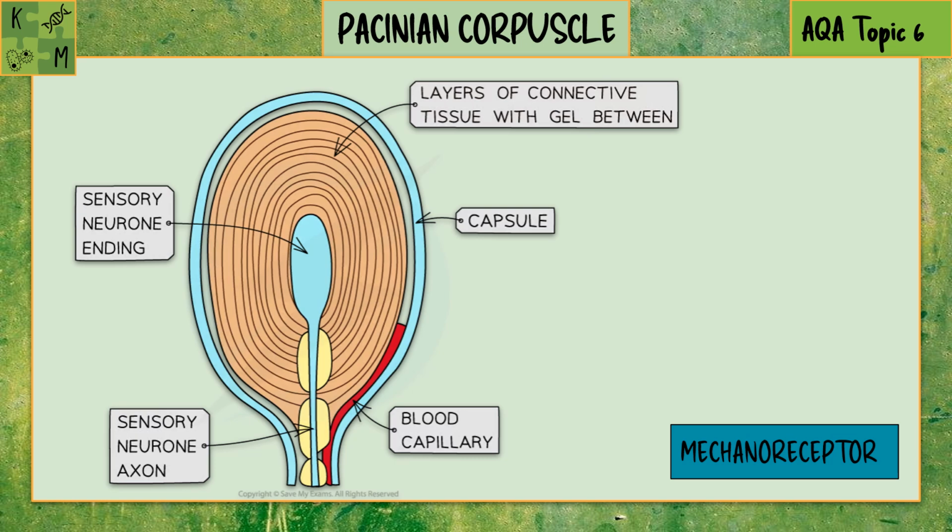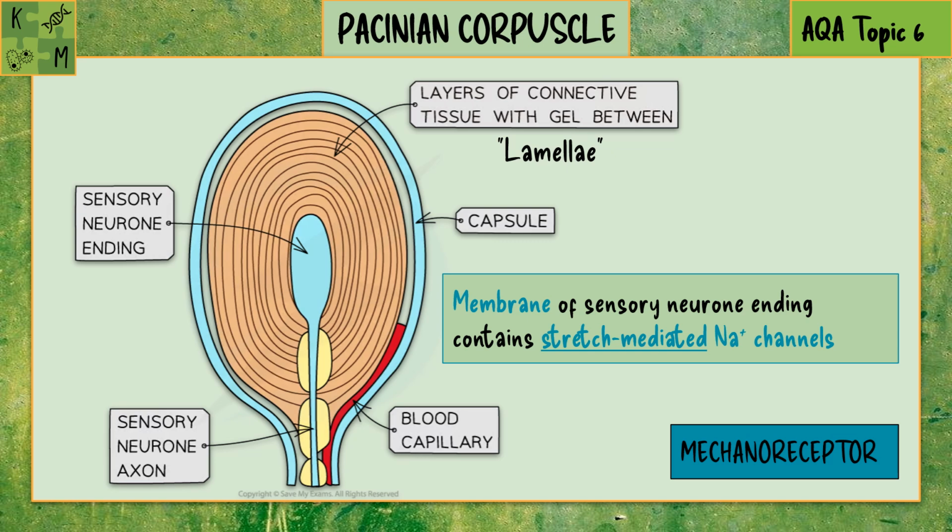It consists of a sensory neuron ending surrounded by layers of connective tissue known as lamellae. The layers are separated with a gel between them. The membrane of the sensory neuron ending contains a type of sodium ion channel, which are stretch-mediated. This means that their opening and closing is dependent on a mechanical stimulus, such as stretching or pressure.